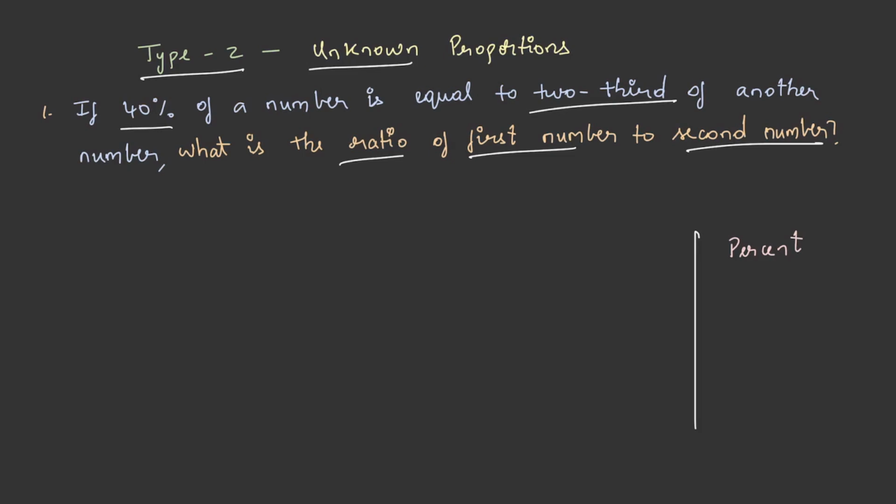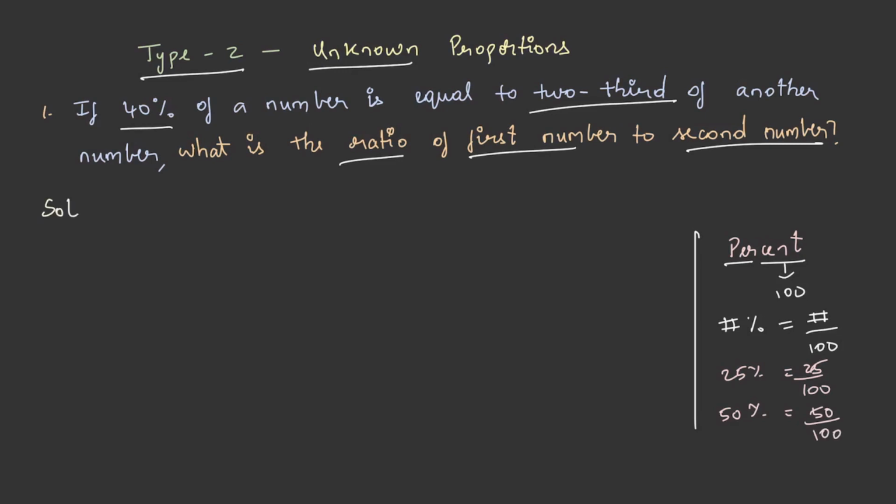As the name itself suggests, percent. So cent means 100. For suppose, let's assume percentage of a number is given. Then how do you convert it to fractions? That is that number by 100. Similarly, if it is 25%, it is 25 by 100. 50%, it is 50 by 100, and so on.